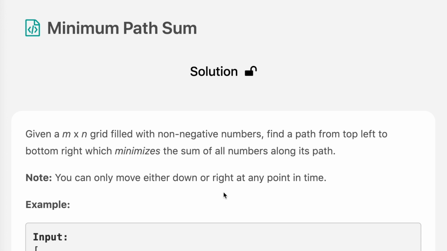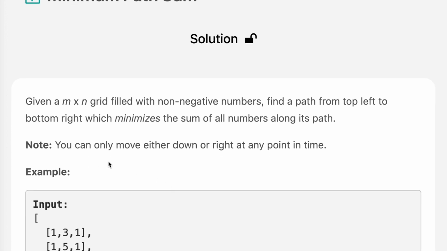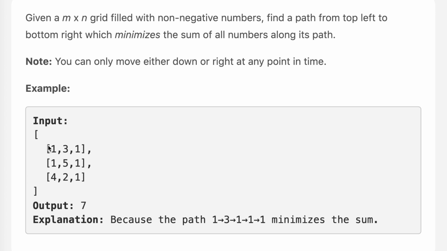The question says, given an m by n grid filled with non-negative numbers, find a path from top left to bottom right which minimizes the sum of all numbers along its path. And we are given a note: you can only move either down or in the right direction. In the example, we have to move from here to here, and we should move in such a way that at the end the sum should be minimum.